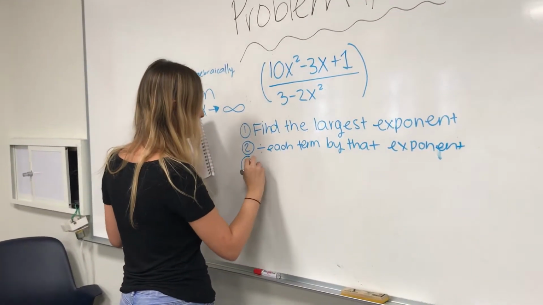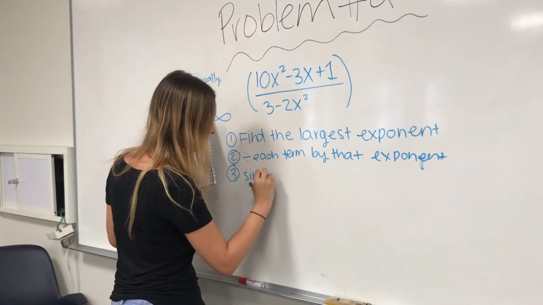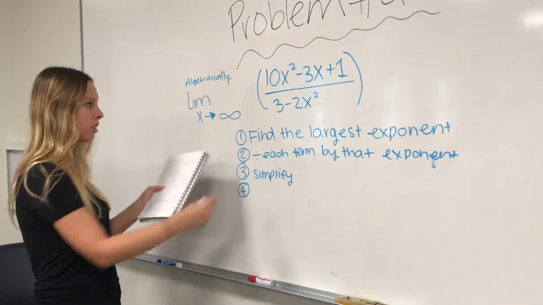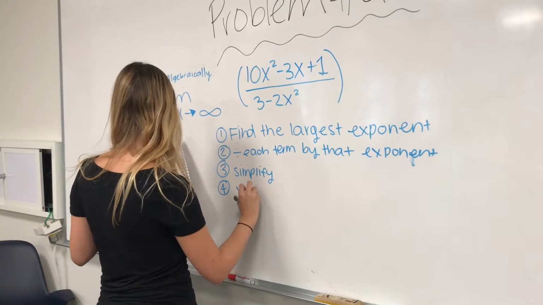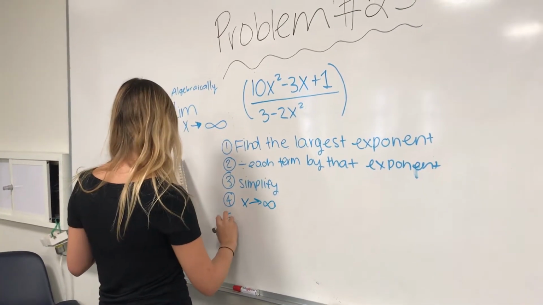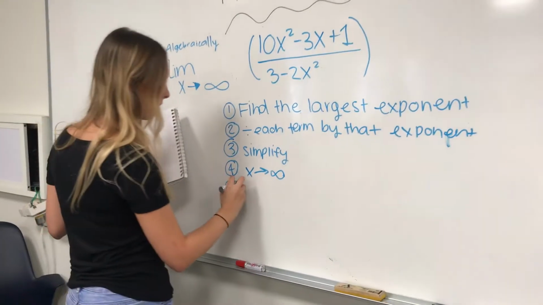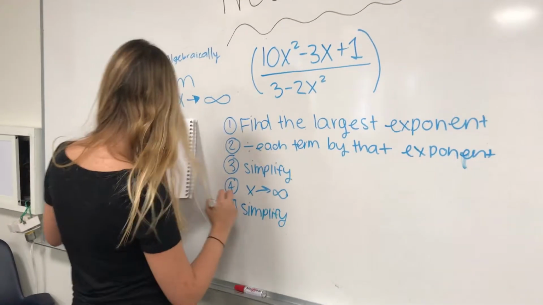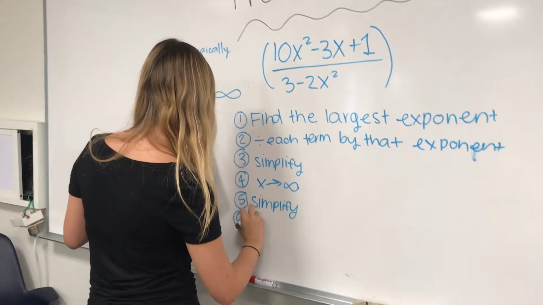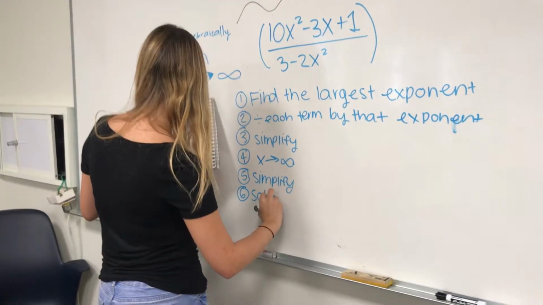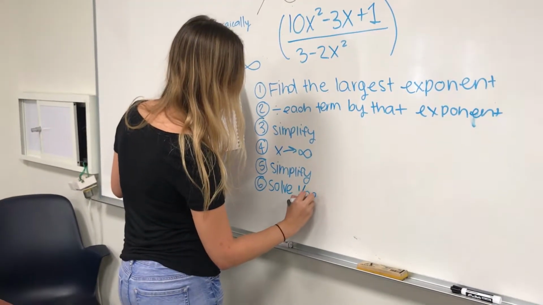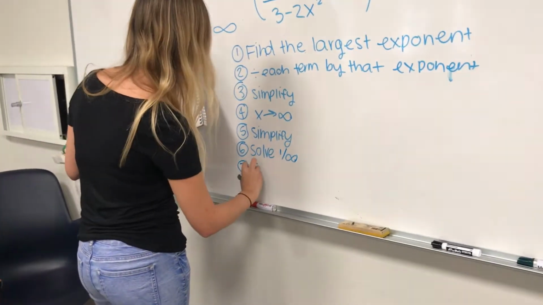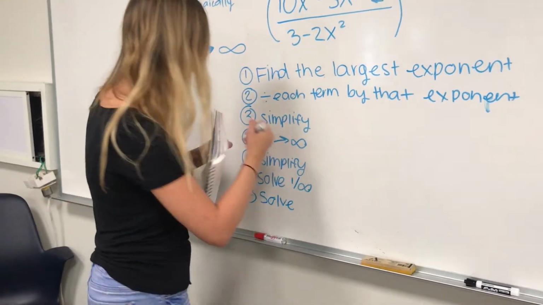Then you simplify them. When you simplify them, you change the x to infinite. The fifth step, you simplify again. Then you solve one divided by infinite, and finally you solve the equation to get your final product.